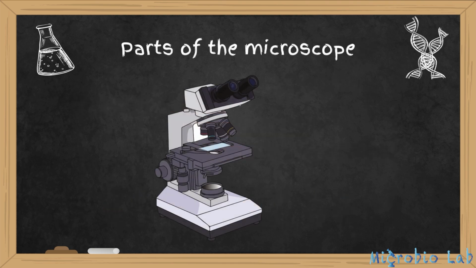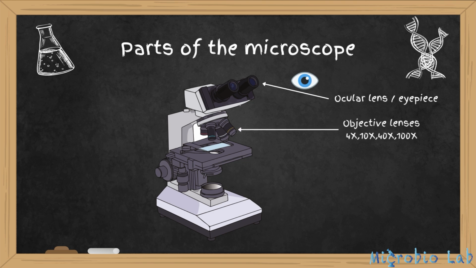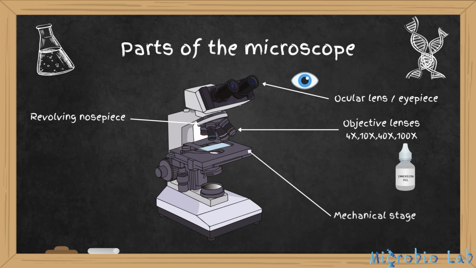Let's take a tour of the compound light microscope. At the very top, we find the ocular lens, or eyepiece, where the viewer looks into the instrument. Just below are the objective lenses, mounted on a rotating turret, which provide the primary magnification, typically 4x, 10x, 40x, and, for the highest detail, 100x, which usually requires immersion oil. These objectives are attached to the revolving nosepiece, allowing the user to switch easily between magnifications. The slide rests on a mechanical stage, which can move smoothly along the X and Y axes for precise positioning and is secured in place by clips.